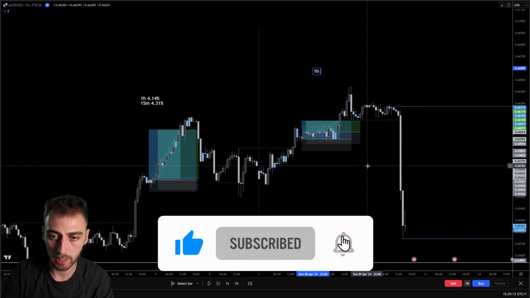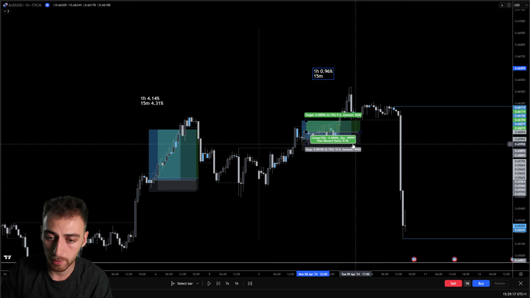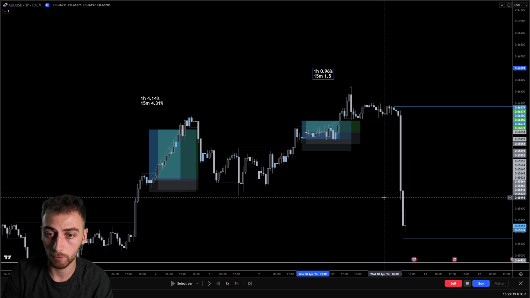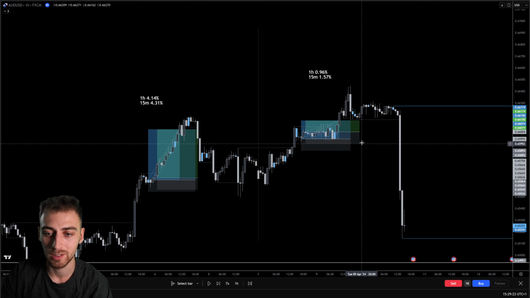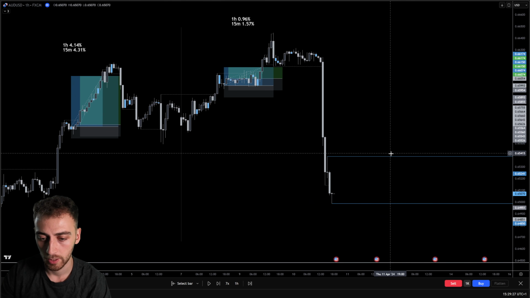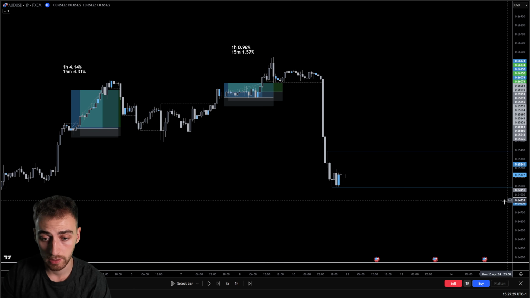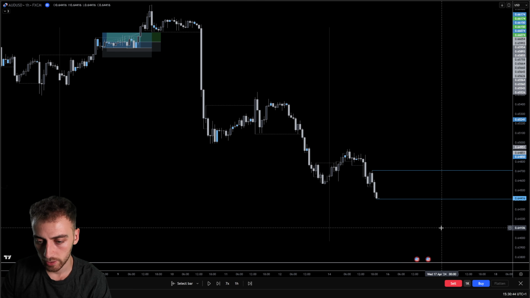So 1 hour made 0.96% and the 15-minute made 1.57%. So we're just getting slight improvements on every trade, which is so great to see. We've got this big move down now. Let's see what we can get. Okay, we're still trending down.